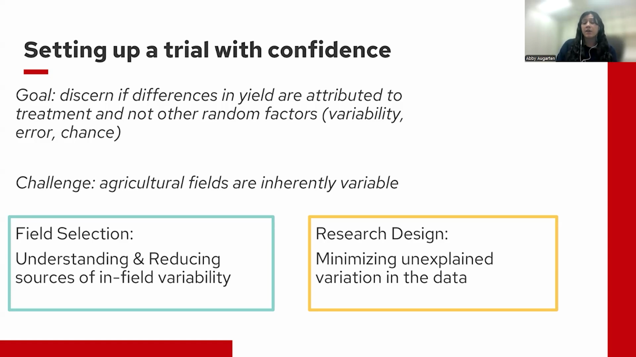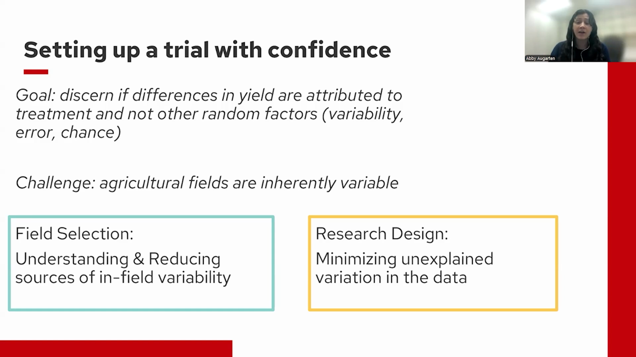And this can be where historical yield maps can be really valuable, or even just anecdotal reflections from the farmer about, oh, this area of the field always tends to be a low spot or tends to be wet, or we used to always put manure on that side of the field. Things like that are going to be really important.